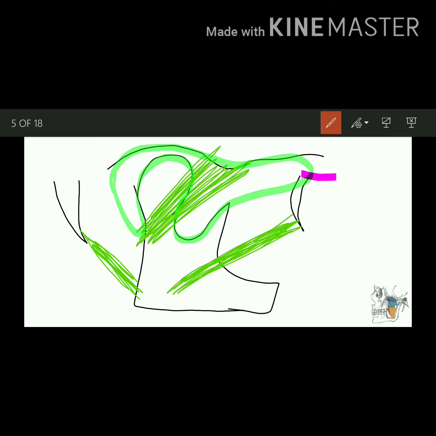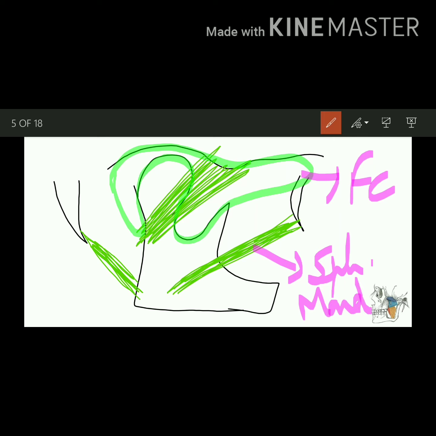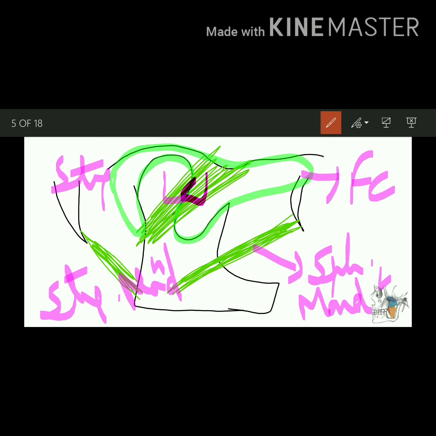Let us now see the names. So this is the fibrous capsule. This is coming from the sphenoid, attached to the mandible, so it is the sphenomandibular ligament. This is coming from the styloid process, so it is the stylomandibular ligament. This is the lateral thickening of the capsule, so it is the lateral ligament or lateral temporomandibular ligament, and this is the fibrous capsule, as I said. These are the ligaments that support the temporomandibular joint.